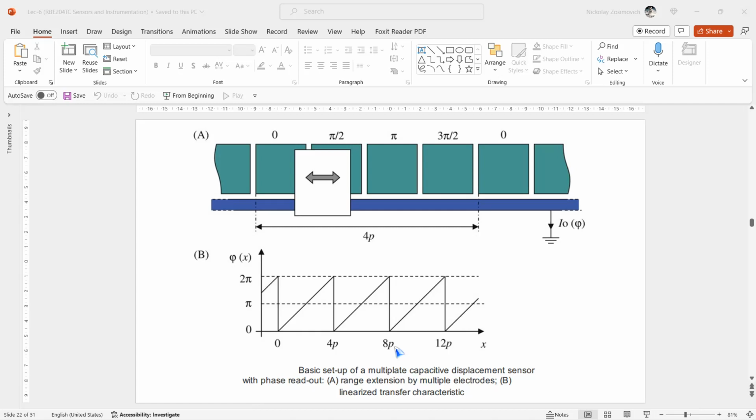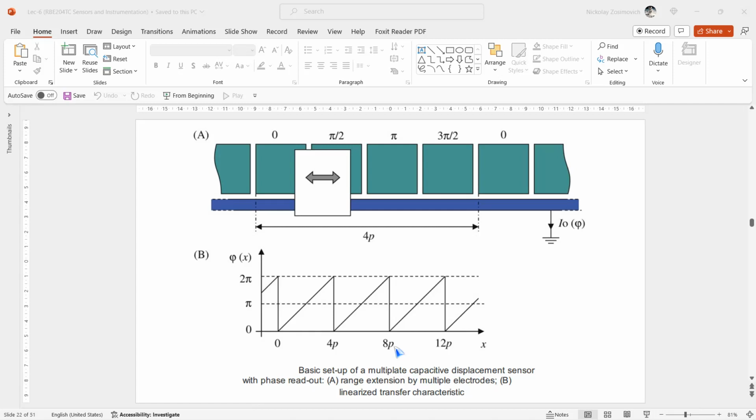Phase differences can be measured with high resolution, down to 0.1 degree. By periodically repeating the structure, a large range is obtained combined with high resolution.